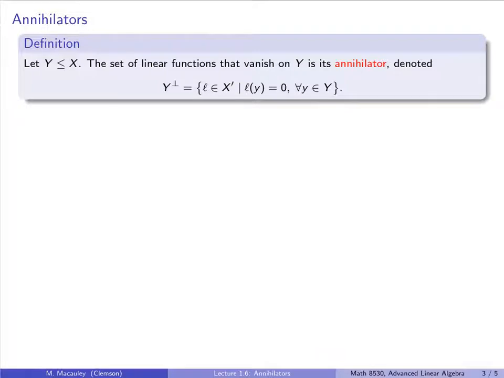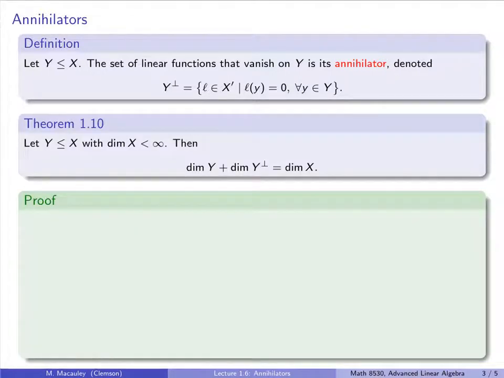To repeat what I just said formally, let Y be a subspace of X. Then the set of linear functions that vanish on Y is its annihilator, and we write Y perp. So formally, this is the set of all L in the dual space, such that L of y equals 0 for all y in big Y.